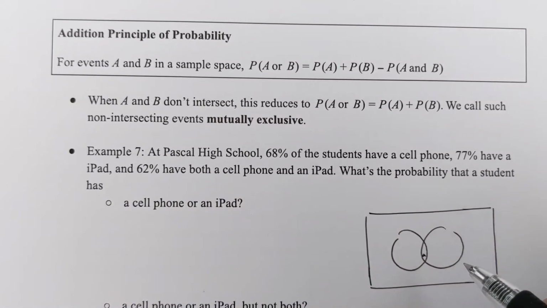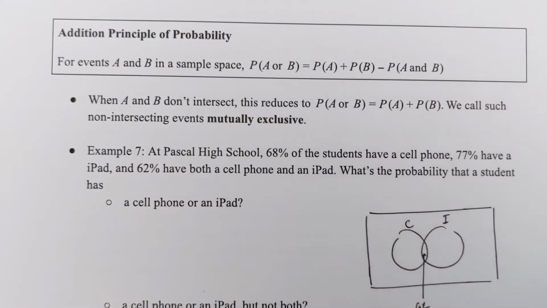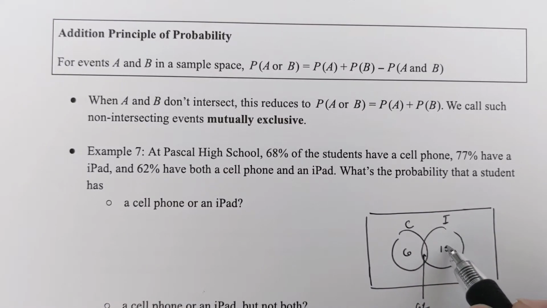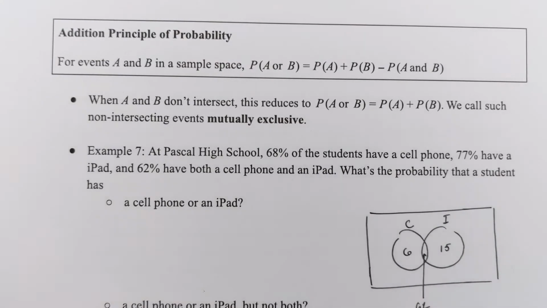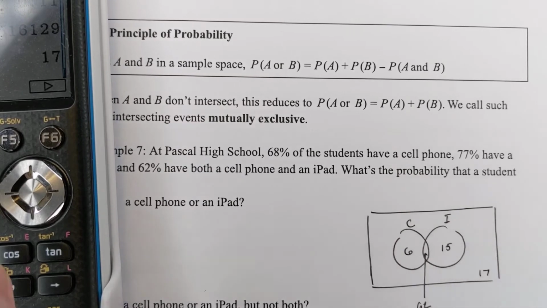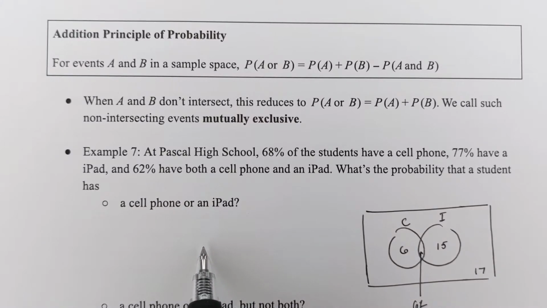So this little chunk in there has to be 62, that's the both. So let's see here, we'll call this cell phone, we'll call this iPad. So cell phone, if 62% is already covered here, this has to just be 6%, which means over here is 15, because 77 have an iPad, so these numbers have to add up to 77. So our total we have left is 100 minus 6 minus 62 minus 15. So 17% of the students have neither cell phone nor an iPad.